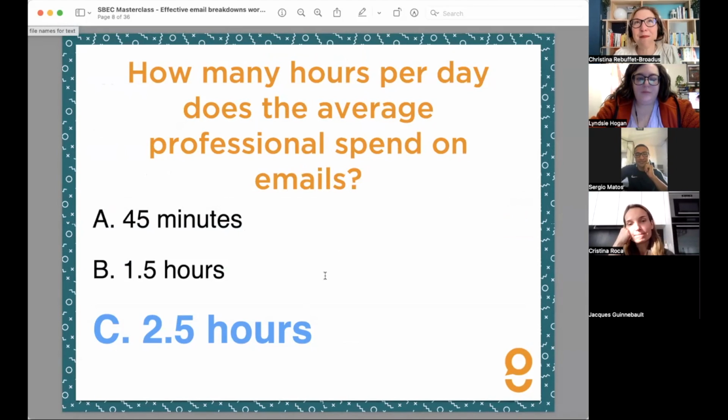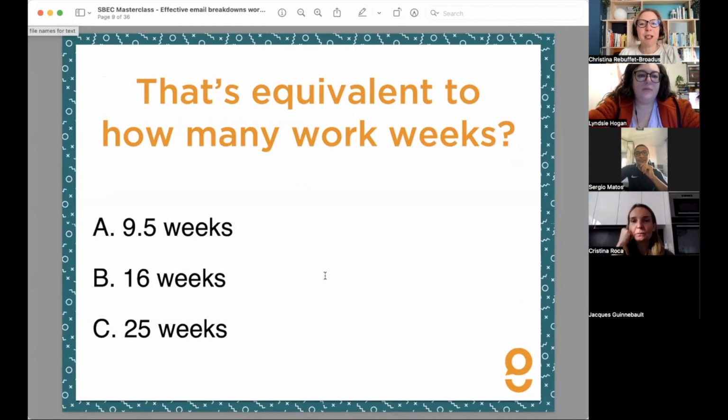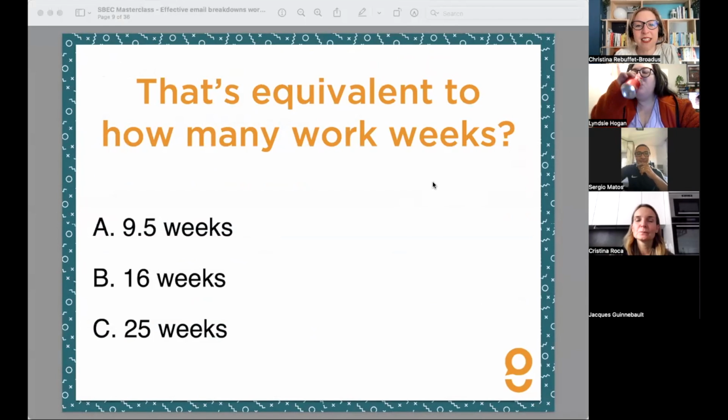Now, if we take a step back and put that into a bigger perspective, how many weeks is that equivalent to? You know, how much time per year do you spend sending emails? Now, either you're quite good and you can do some quick math in your head, or you have your calculator on your smartphone, or you can just guess. Is it 9.5, 16, or 25? All right, we got C.